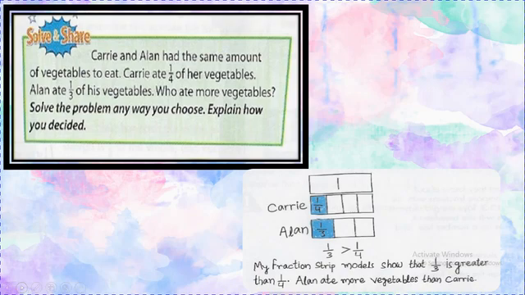So when the whole is the same and fractions have the same numerator, the fraction with the greater denominator is less than the other fraction. So 1/3 is greater than 1/4. So Alan ate more vegetables than Carrie. Now, let's go on with the look back.